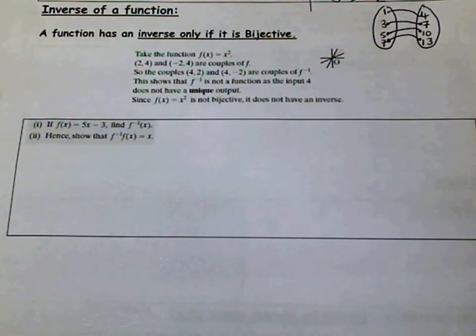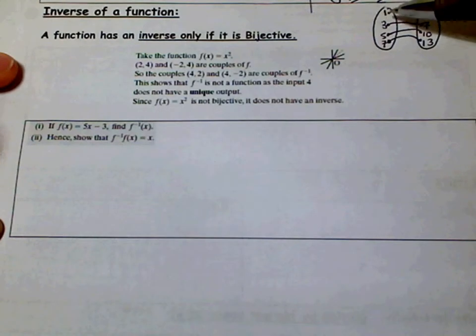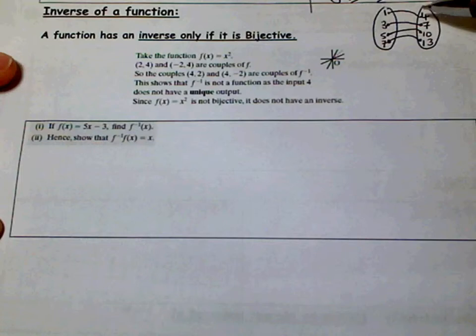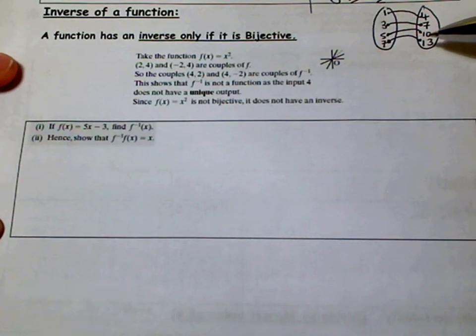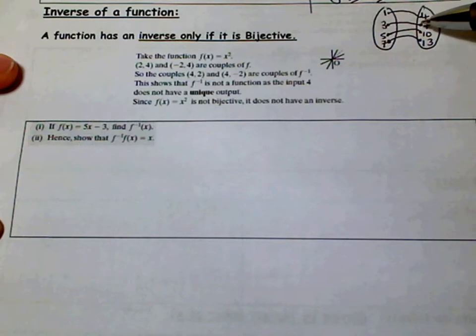Inverse functions. So I've taken a very simple mapping diagram up here, and I've just put the domain 1, 3, 5 and 7, that's the elements of the domain, and the range in the codomain is 4, 7, 10 and 13. Now the definition of a function is that when you input a set of x values, you'll get an output of a set of y values, okay, and that's called your range.